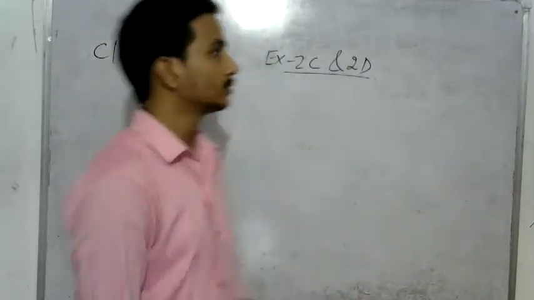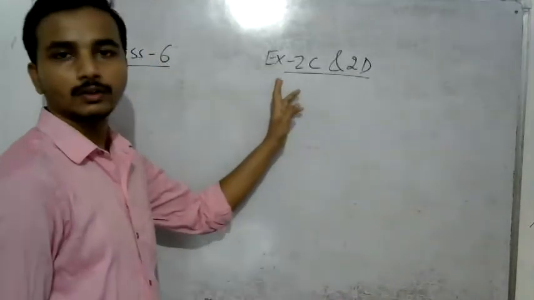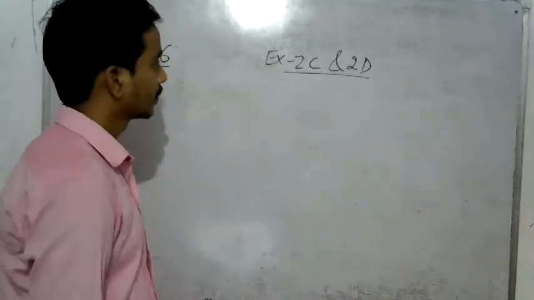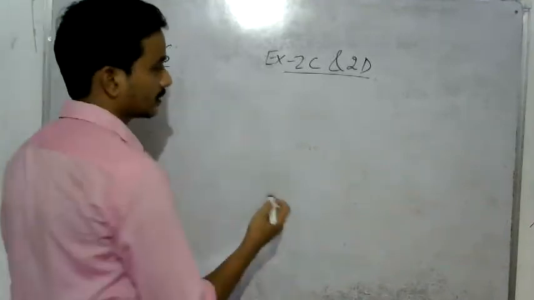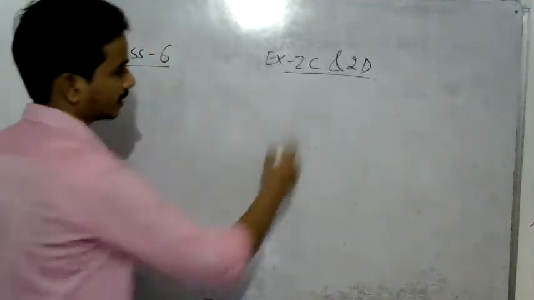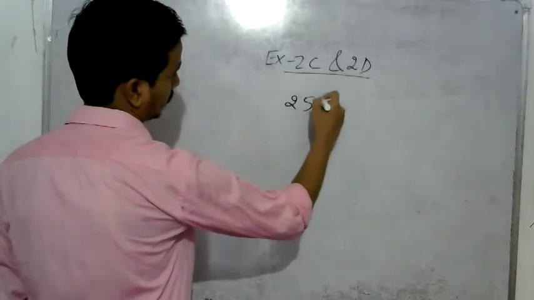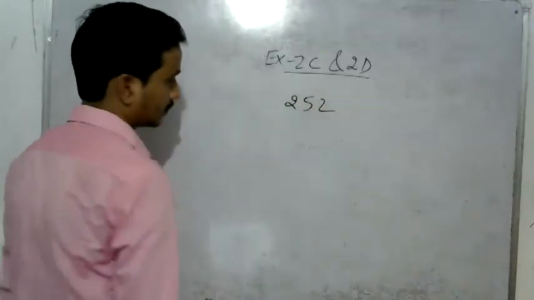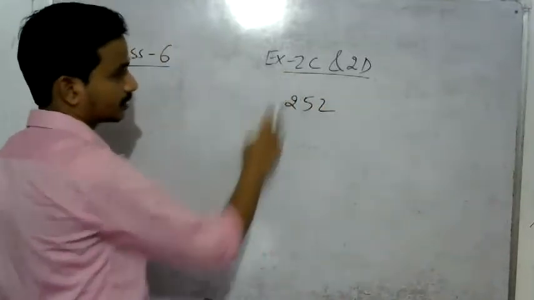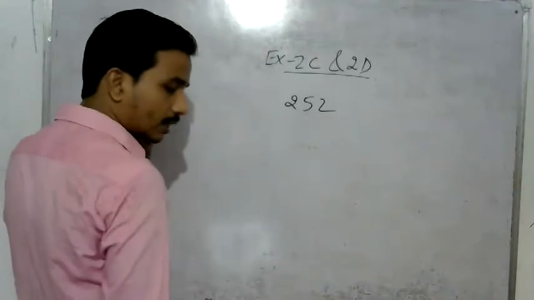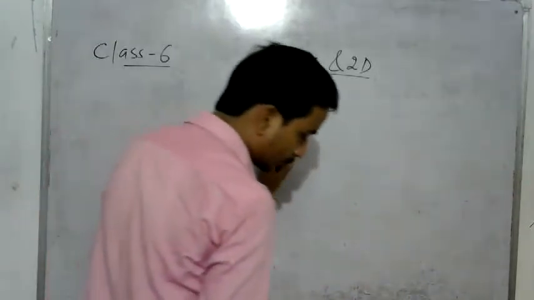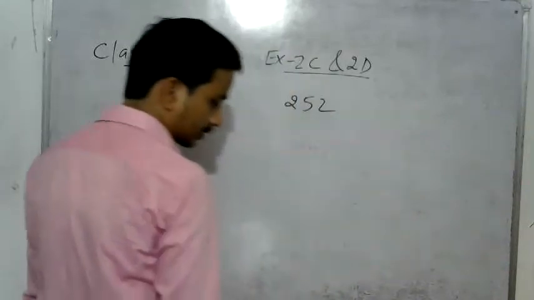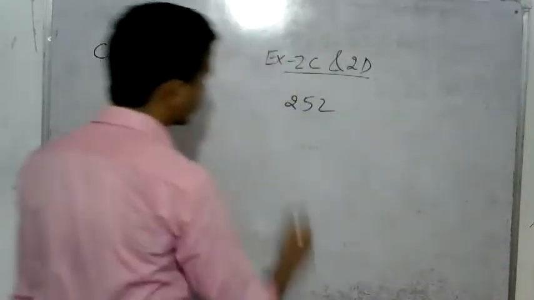So today we are going to discuss exercise 2C and 2D of chapter 2. Let us understand how to find the prime factorization of a number. In exercise 2C, there is only how to find the prime factorization of a number. Let us take an example, 252, and understand how to find its prime factors.